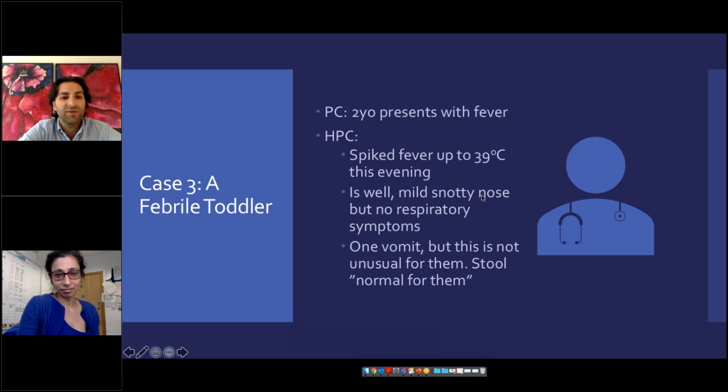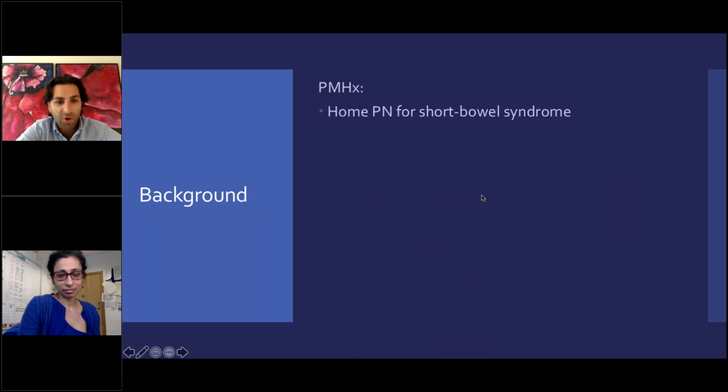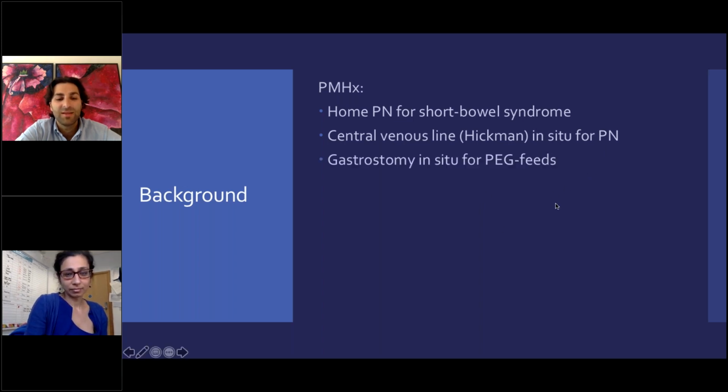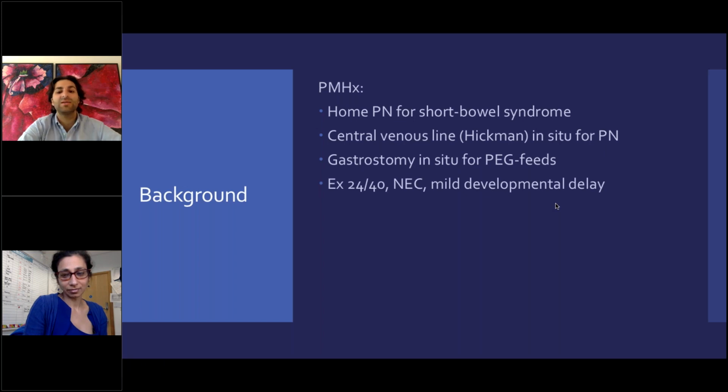Well, you go in and you find a bit more about their past medical history, and they're on home PN, short bowel syndrome. They've got a Hickman line in situ for their PN. I know that we've written PN. We haven't written TPN because it's very rarely total. Almost always children have something enteral. They have a gastrostomy in situ for their peg feeds.